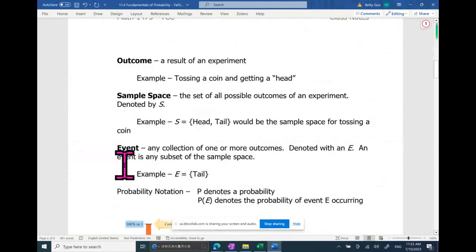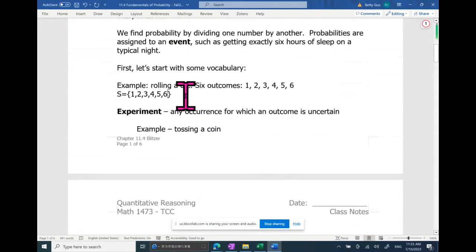Next concept, event. Event is any collection of 1 or more outcomes, denoted with capital letter E. Other books use capital letters A, B, C more often. So our book uses E because E is the initial of event. An event is any subset of the sample space. Let me give you the examples.